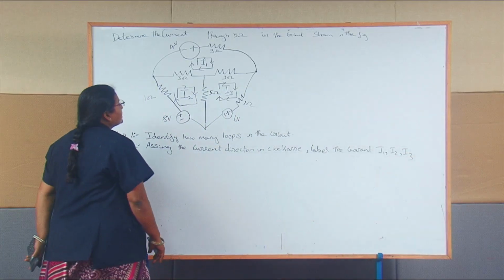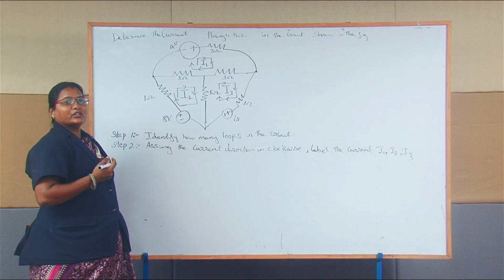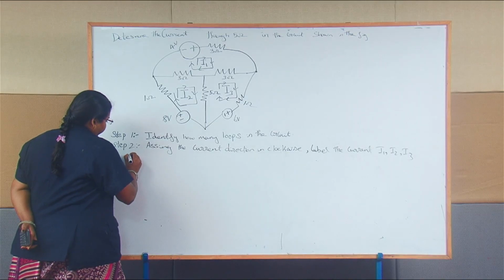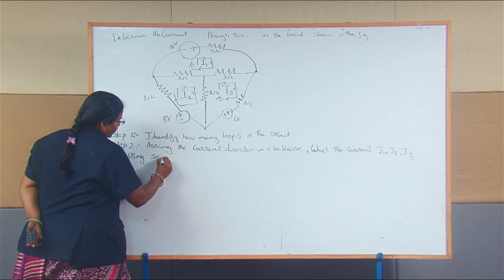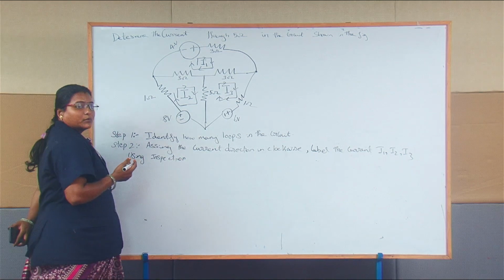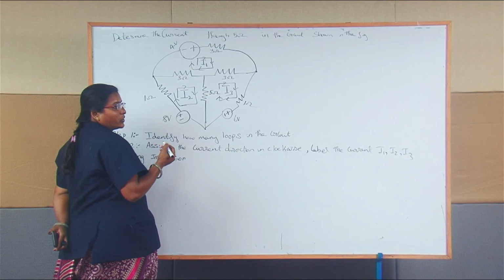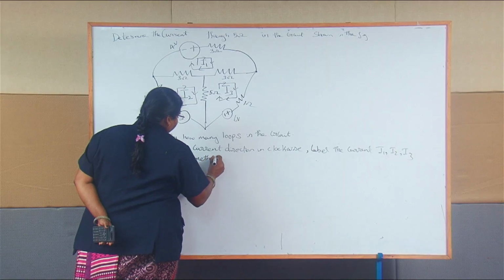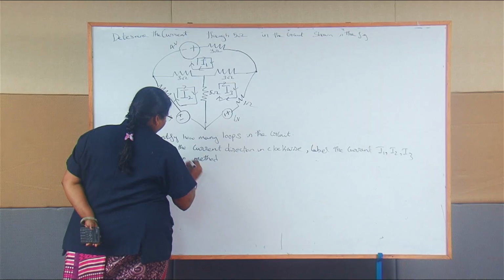Okay. Next, you can go with KVL or you can use the inspection method also. I am going to apply the inspection method. Using the inspection method, once you form the matrix, you can form the equation. That equation is equal to your KVL equation. So, V equal to I into R.